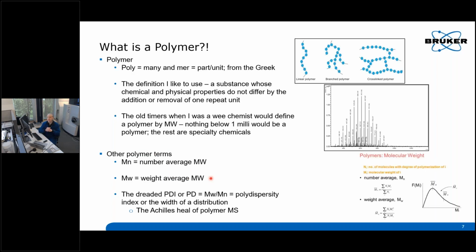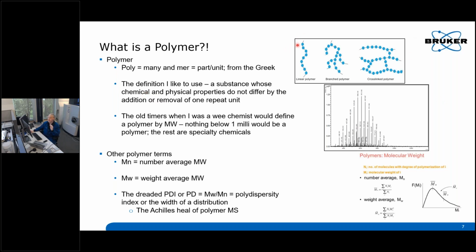So first we're going to go through what is a polymer. Polymer is a Greek word meaning poly, meaning many, and mer, meaning part or unit. So many units, just straight from the word. The definition I like to use is a substance whose chemical and physical properties do not differ by the addition or removal of one repeat unit.